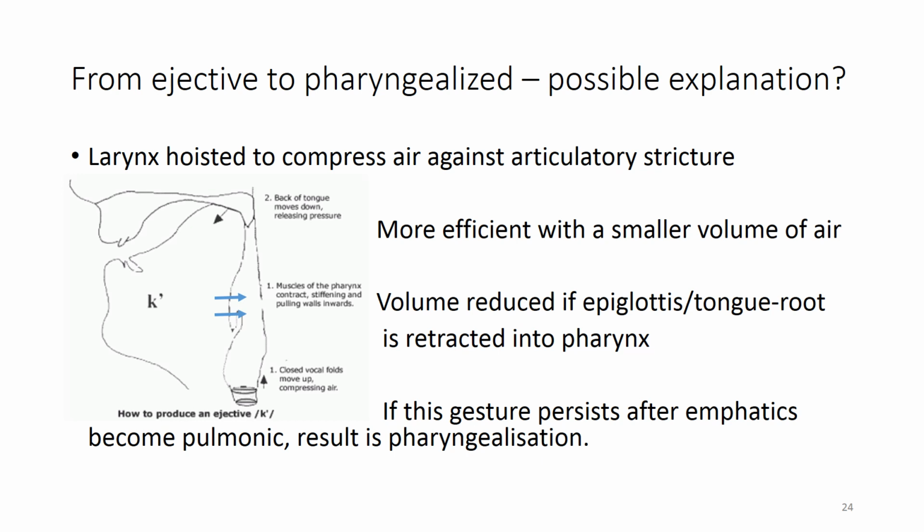A small volume of air can be compressed more quickly and more efficiently than a larger volume, so it makes sense for speakers to reduce the volume of the pharynx if such a thing is possible. Fortunately, such a thing is possible and can be done in two independent ways. As it says on the diagram, the pharyngeal constrictor muscles contract, which pulls the rear and lateral pharyngeal walls inwards, thus reducing the volume of the pharynx. But in addition to this, the epiglottis and the root of the tongue can be retracted into the pharynx, which makes the pharynx even smaller. If this gesture persists through the change from ejectives to pulmonic sounds, the result will be pharyngealization. So that may well be what happened and why modern Semitic languages have pharyngealized emphatics.